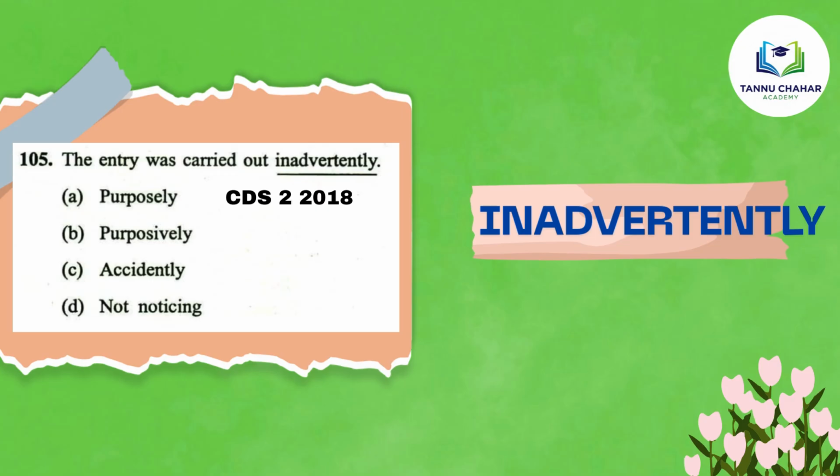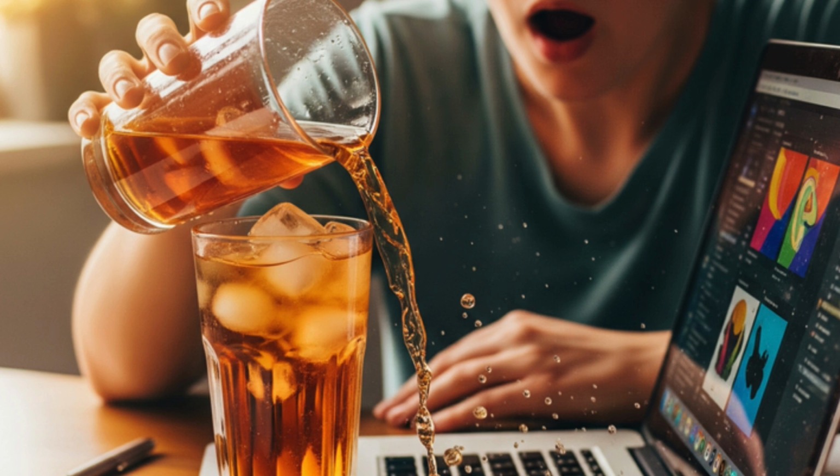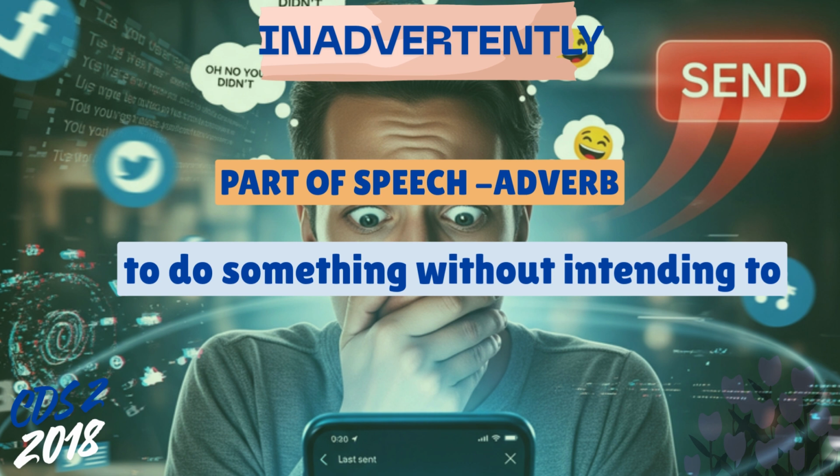Here the word is inadvertently. To truly understand this word, think about a moment when you have done something by mistake. Maybe you accidentally sent a text message to a wrong group chat, or you inadvertently hit a wrong key on the keyboard while typing. That's what inadvertently means, to do something without intending to. So, inadvertently is an adverb, which means it describes an action or verb. It means something was done unintentionally or by accident.